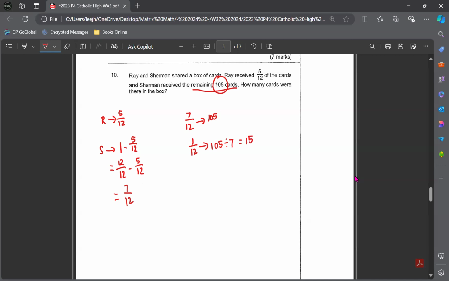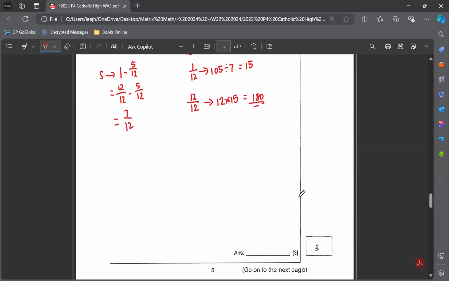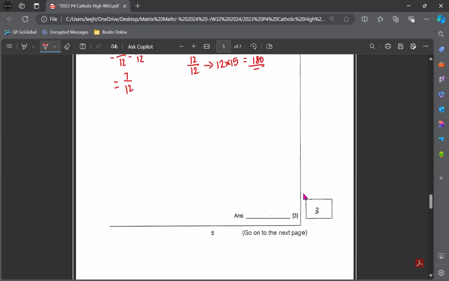Find how many cards there are in the box, which means the total, which is 1 whole, 12/12. So you take 12 times 15. Answer is 180 cards. So please fill up your last answer. You have to fill it up, okay? 180 cards. Need to finalize.